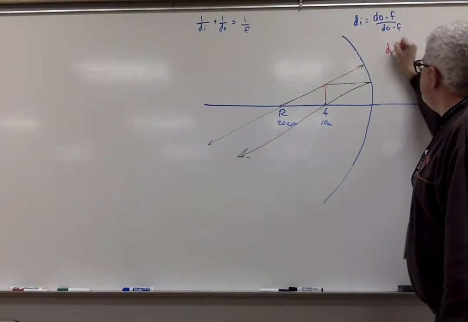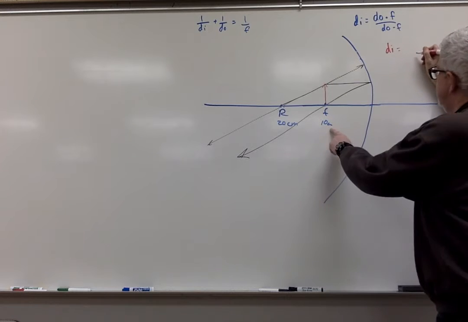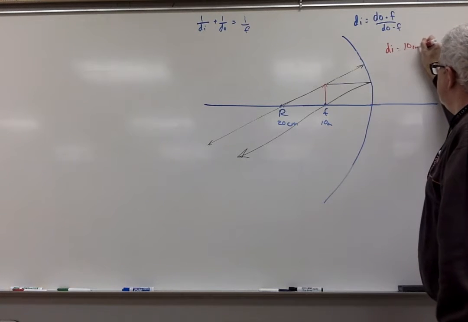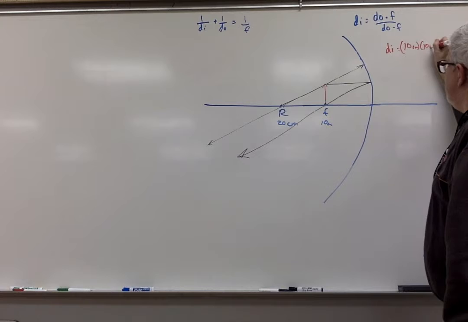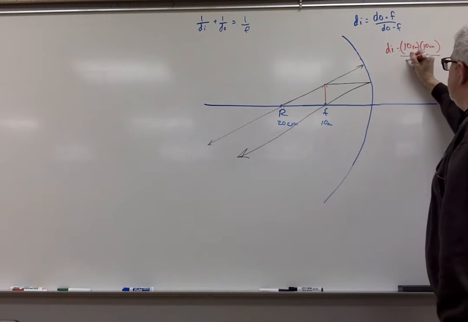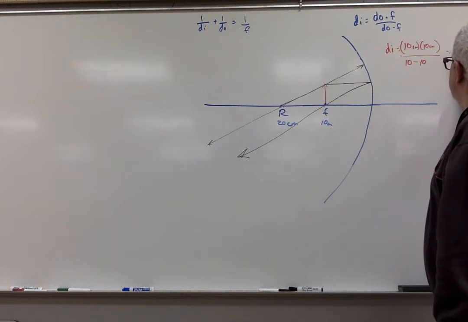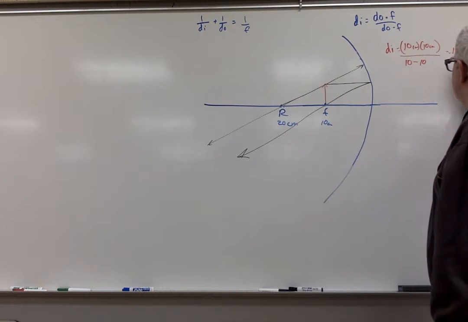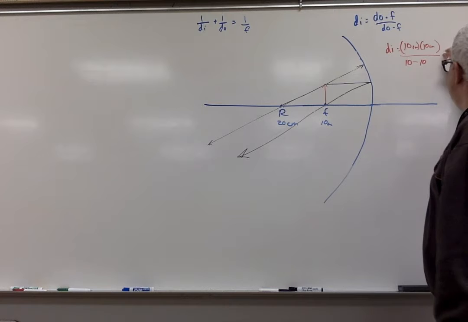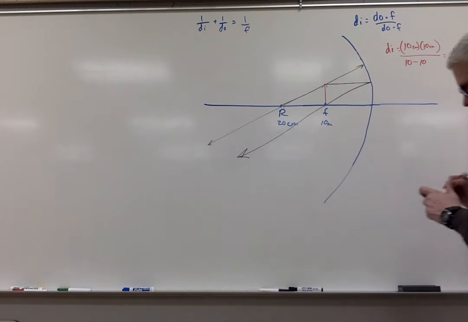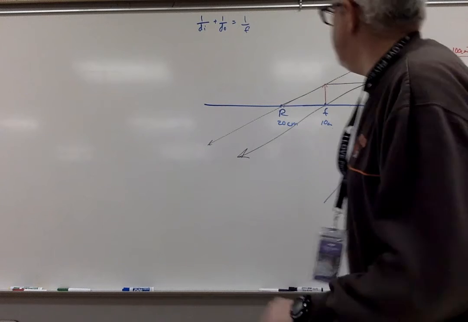So I have di equals, this is at 10 centimeters. Focal length is 10 centimeters. 10 minus 10 equals 100 centimeters squared over 0. Math does not like that. You can't divide by 0, that's undefined, and in fact we have no image formed in this particular case.